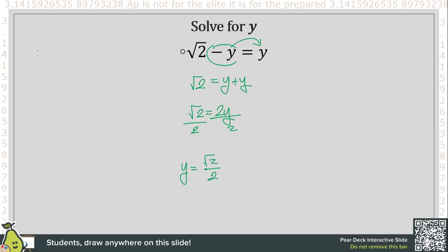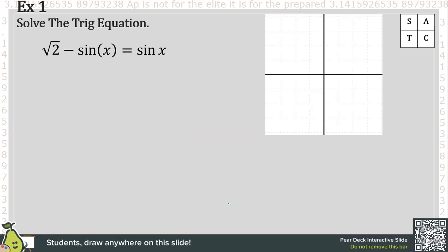Now, think about it if it was asked to you like this: square root of 2 minus sine of theta is equal to sine of theta. You would do the same idea, and at the end of the day, you would get sine of theta is equal to the square root of 2 over 2. That's what I want you guys to think about. As I mentioned, go ahead and give this one a try.